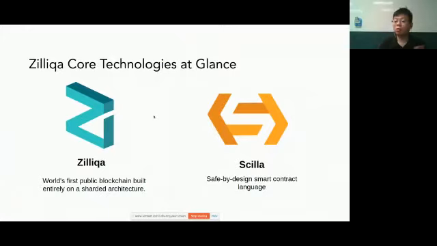So at the core, Zilliqa consists of two main big pieces of technology. The first is of course Zilliqa. This is the public blockchain, and it's the world's first public blockchain that is built from scratch on the sharding architecture. And we have a second piece of technology that is also very fundamental to the Zilliqa ecosystem, and that is Scilla. Scilla is a safe by design smart contract language system. We designed it also from scratch, specifically tailoring it for a blockchain like Zilliqa.